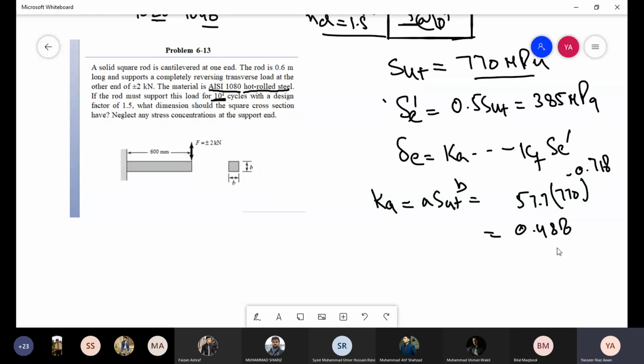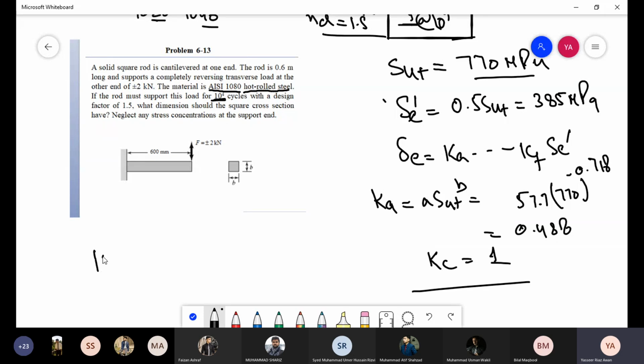There is a significant reduction and we have talked about why that is the case, because obviously with hot rolled, one is the surface finish is not very good, and secondly because you are heating it, that causes decarburization at the surface, so that also reduces the surface strength, so that is why this effect is very large. Now Kc, that is the load factor, we know is 1.